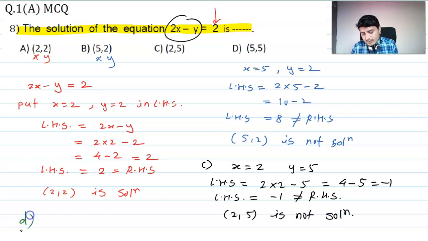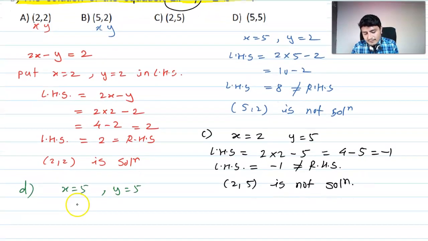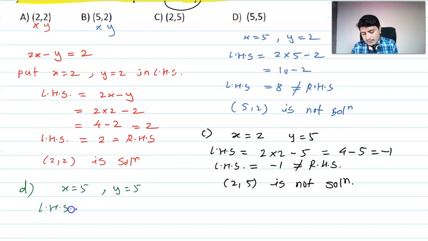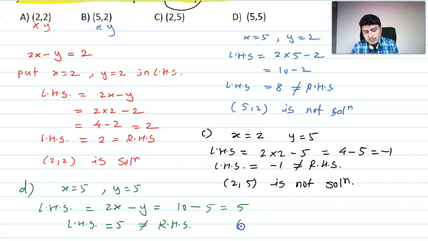Now let's take choice code D. We have x equal to 5 and y equal to 5. Let's try to replace x by 5 and y by 5 in the LHS of the given equation. It is of the form 2x minus y. So x becomes 5, 5 2s are 10, minus y is 5, 10 minus 5 is 5. So after simplifying the LHS, we have 5, which is not equal to 2, our RHS. So we can say 5 comma 5 is not a solution of the given linear equation in two variables.